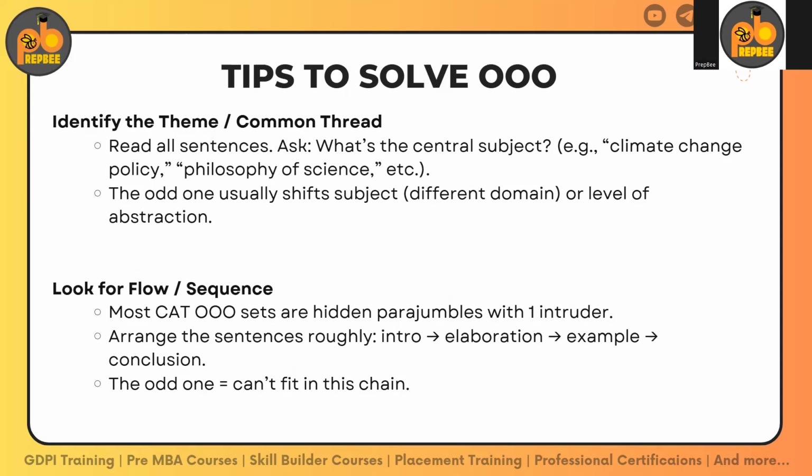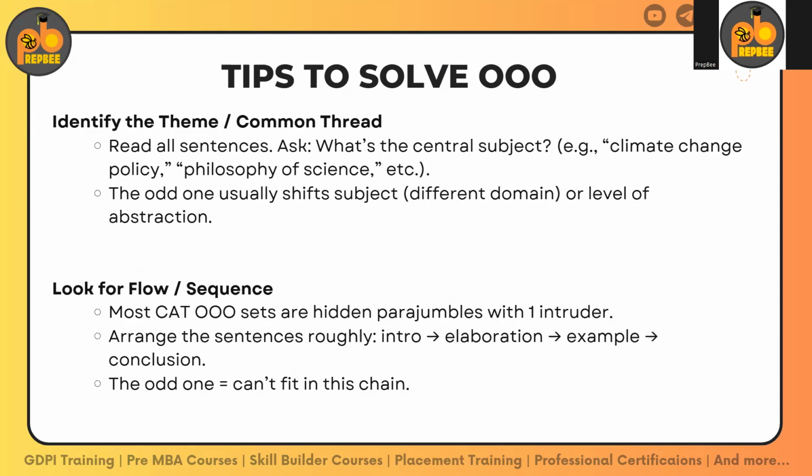The odd one usually shifts subject or level of abstraction. So it completely talks about a different domain, or maybe a related domain, but then it goes to a different level of abstraction. So you need to identify if there is a shift in the subject in any of the sentences that are being presented to you. Then you have to look for the flow and sequence.